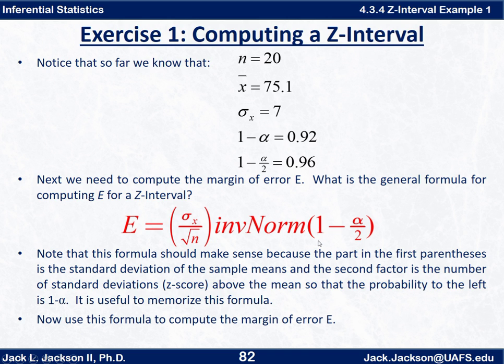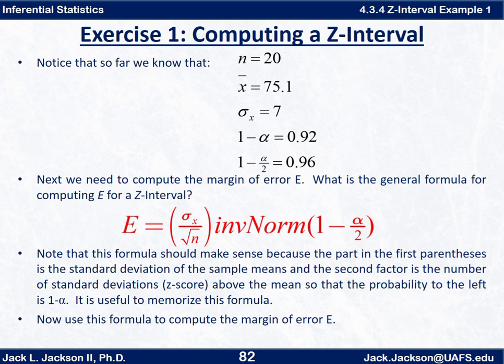This inverse norm of 1 minus alpha over 2 is sometimes known as z sub alpha over 2, because alpha over 2 is the probability to the right of that, so 1 minus alpha over 2 is the probability to the left. So this is a z-score, how many standard deviations above the mean we need to go to get a probability to the left of it of 1 minus alpha over 2. So E is that many standard deviations of the x bars. But regardless, in some way or another, you need to know what this formula is.